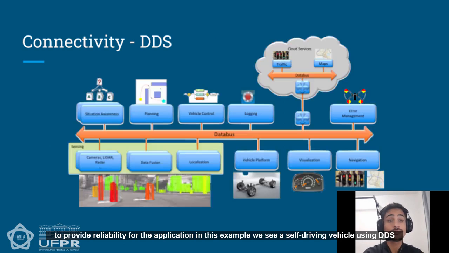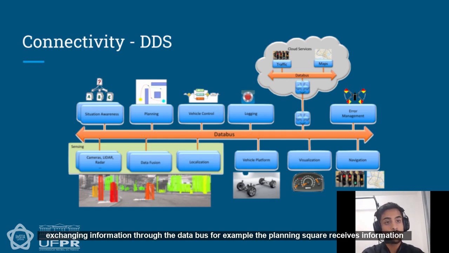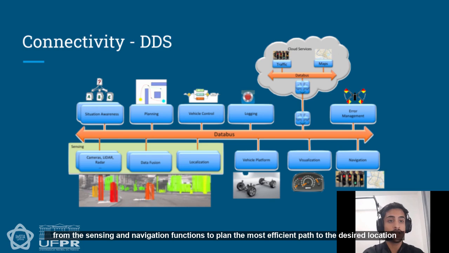In this example, we see a self-driving vehicle using DDS. Each blue square represents an independent function of the application. They all work together exchanging information through the data bus. For example, the planning square receives information from the sensing and navigation functions to plan the most efficient path to the desired location.